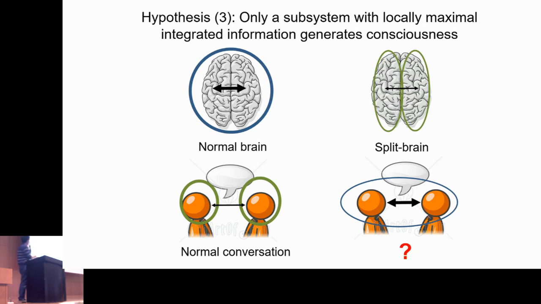And also in the normal conversation case, the phi in each person is larger than the phi in the whole system. So in this case, two independent consciousnesses exist. But if IIT is right, if there are many interactions, many influences between two brains, there should be one unifying consciousness, and each independent consciousness will disappear. That's IIT's prediction, even for this case.